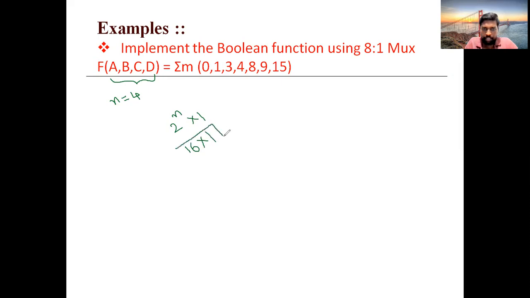You verify whether the given question is this one or not. The given question is 8:1, but the original one is 16 into 1. Both are not satisfying. This is the original one, but this is the asked one. So both are not satisfying, so you should go with the simplification of the table.